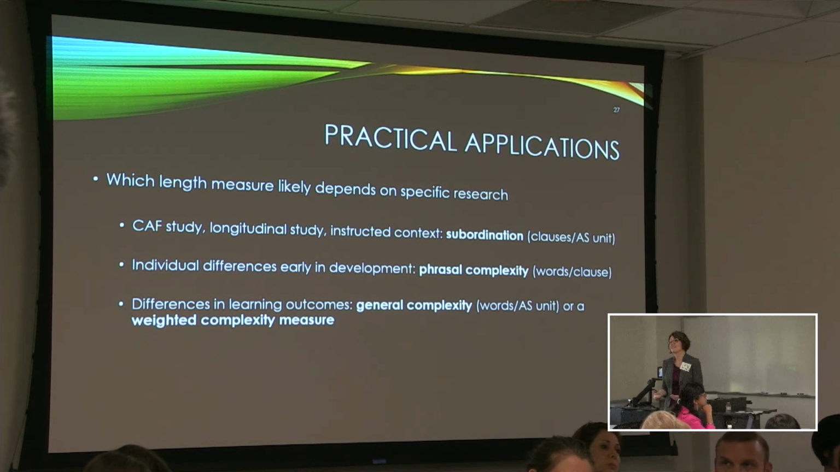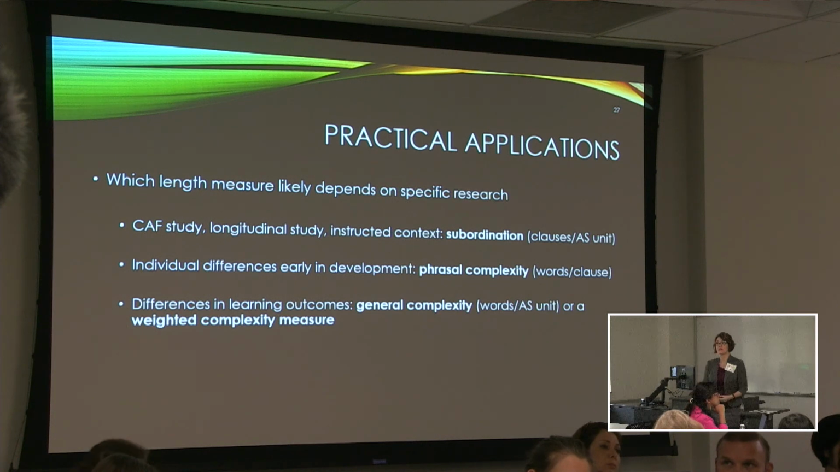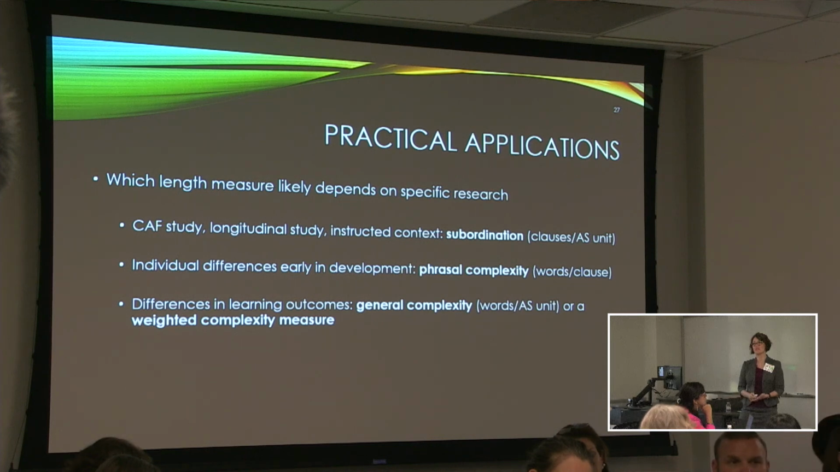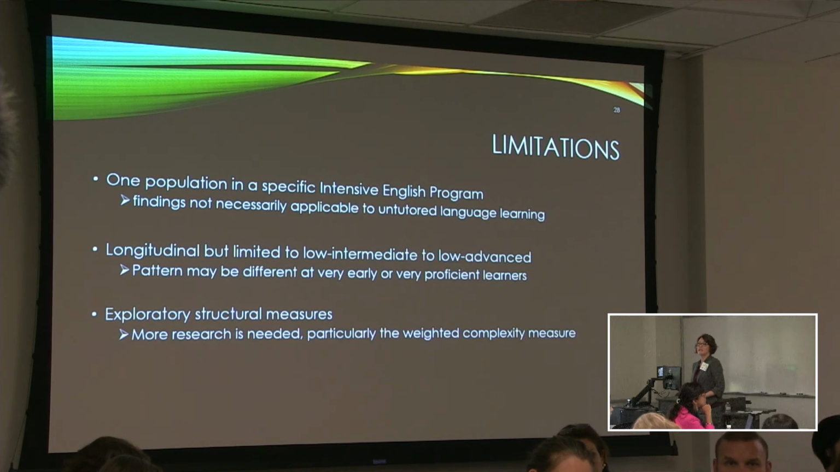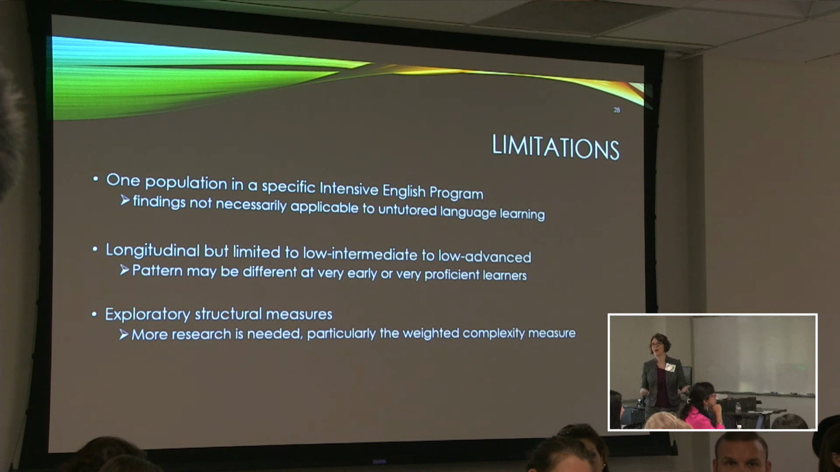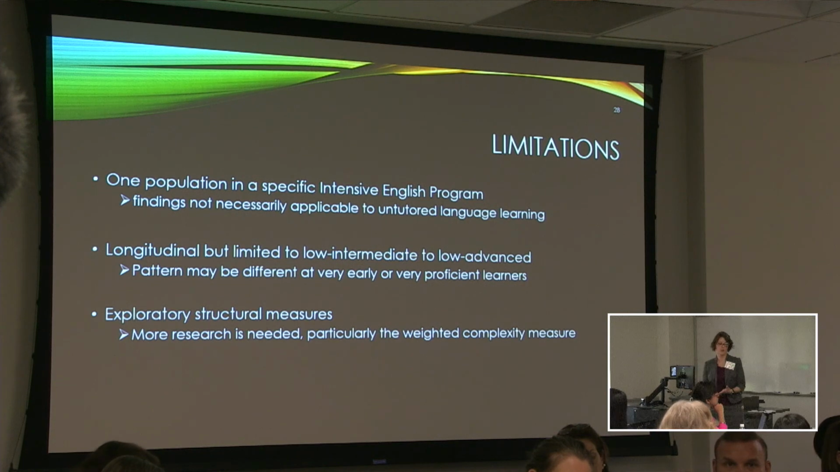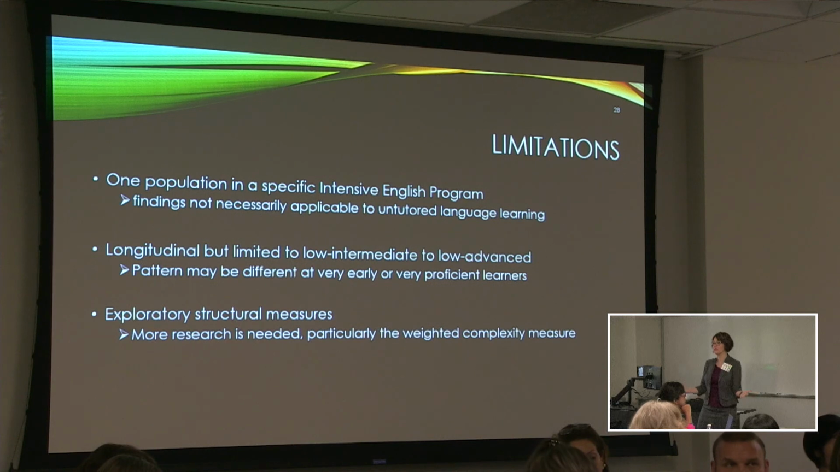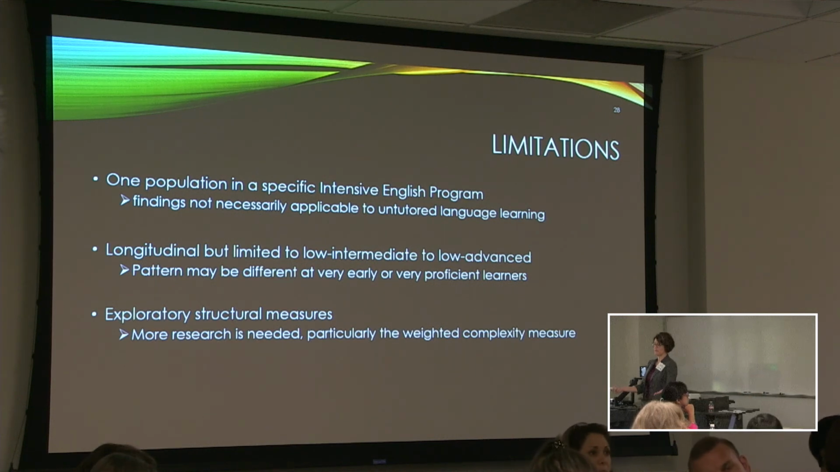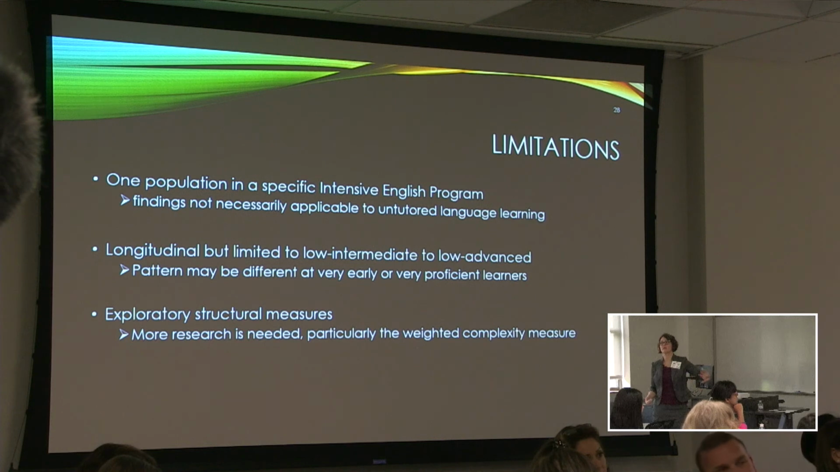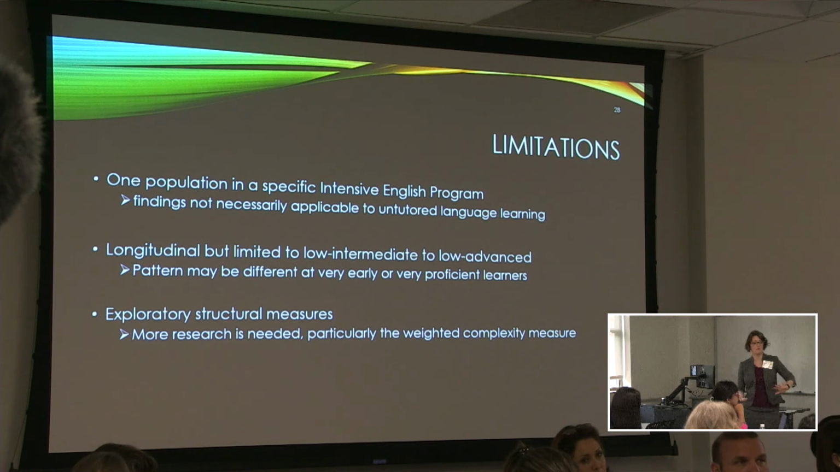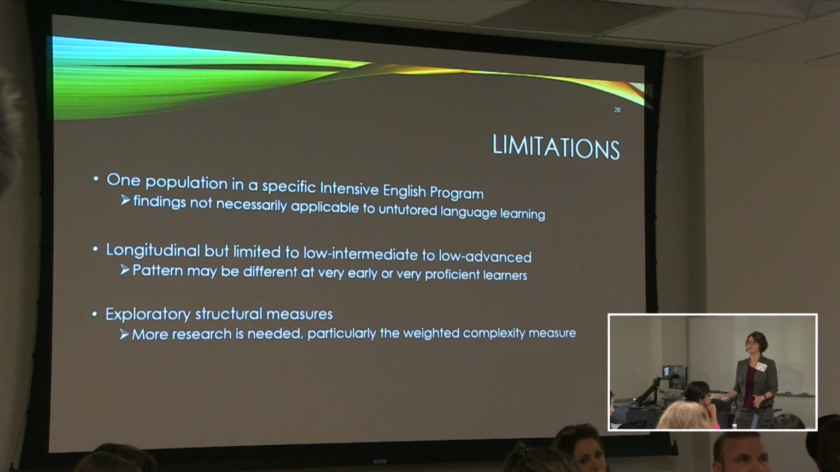Now, if you want to study differences in learning outcomes, general complexity or that weighted complexity measure might be good because that's where we still had variation to be explained. Of course, there's lots of limitations. One population, maybe not applicable in other situations, particularly untutored language learning. And although this was longitudinal, nearly over a year, a whole 3 academic semesters, it was still only between low intermediate and low advanced. So the pattern might be different for very beginning learners or very proficient learners.